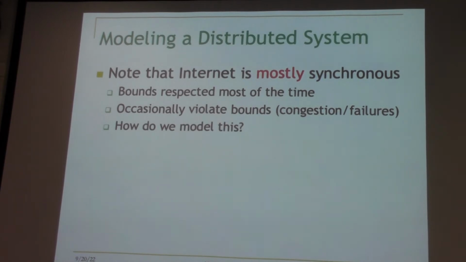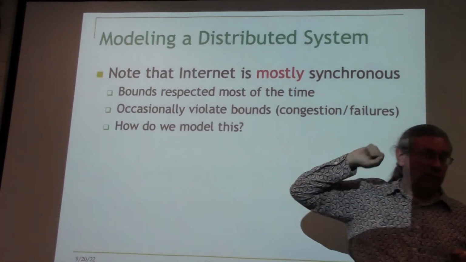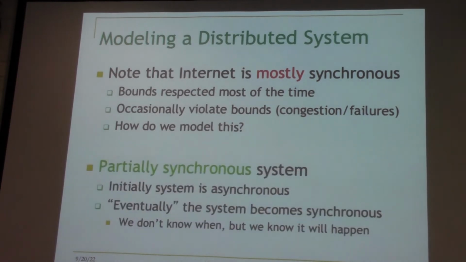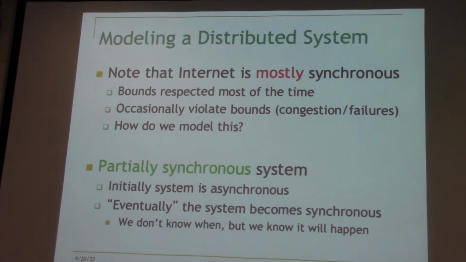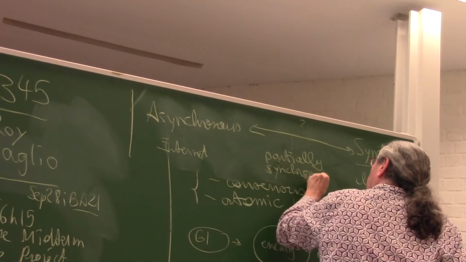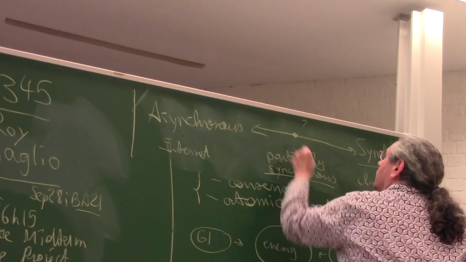Okay. So we're going to model this. So the question, how do you make a formal model of this that is simple, clean, that captures what's going on in a nice way, and that we can use so that we can build real algorithms? Okay? And this led to the definition of what's called a partially synchronous system, which sits somewhere in the middle here.